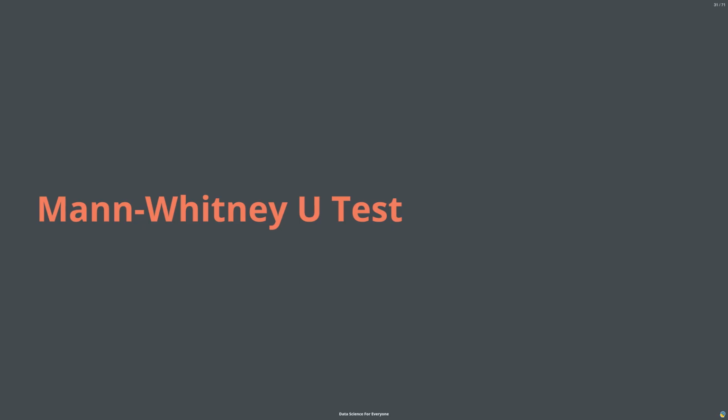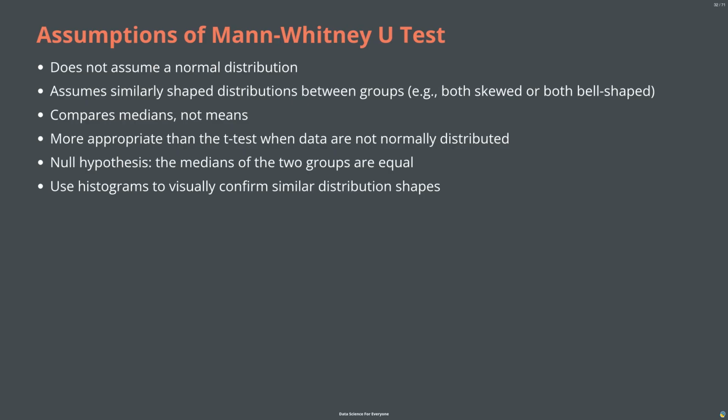Instead, for data not normally distributed, we have to use a non-parametric test. The Mann-Whitney U test is a non-parametric alternative to the independent sample t-test. While the Mann-Whitney U test doesn't assume a specific distribution, it does require that both groups have similar shape distributions, whether both are bell-shaped, skewed, or something else.